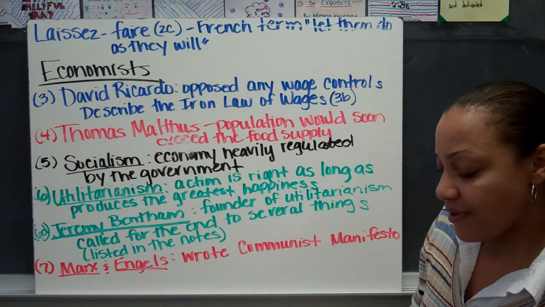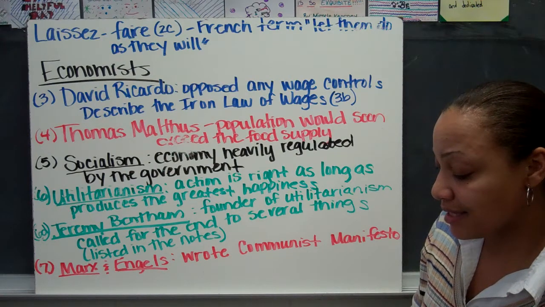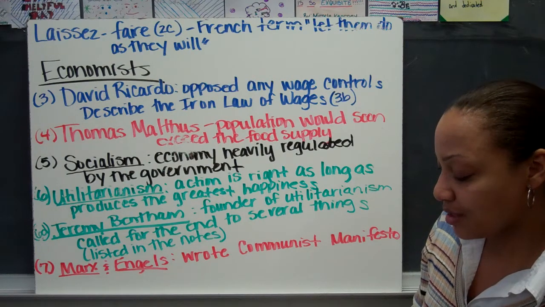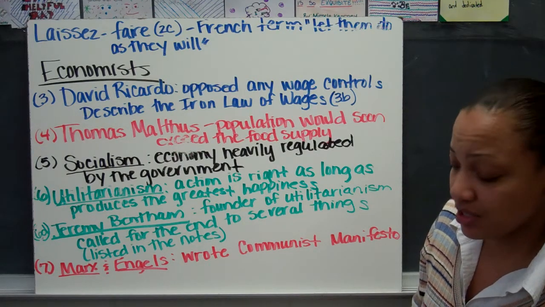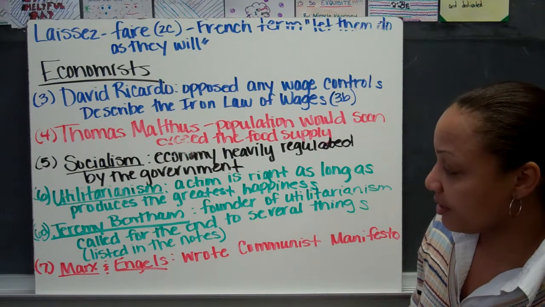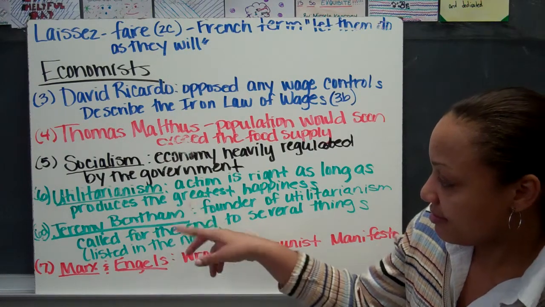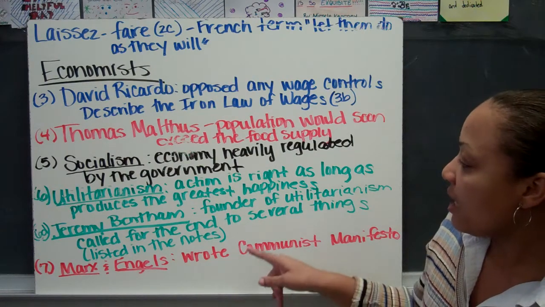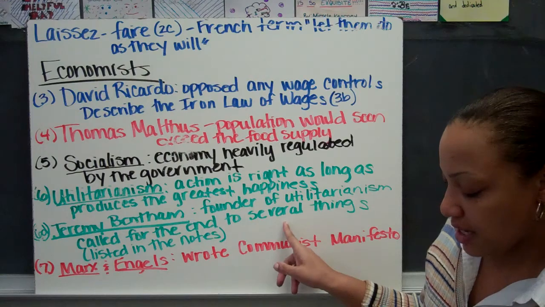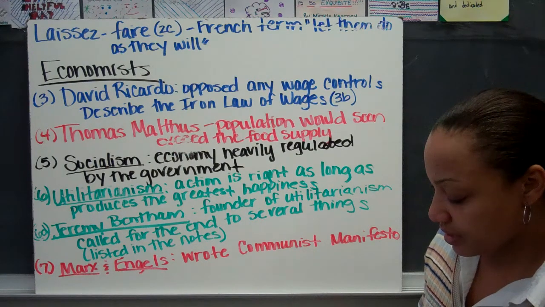He also believed that the rightness of actions depends on the consequence of the action. If something has undesirable effects, it is wrong, regardless of whether or not that person had good intentions. The founder of this economic system would be Jeremy Bentham. He called for the end of several things, and it's listed in the notes.